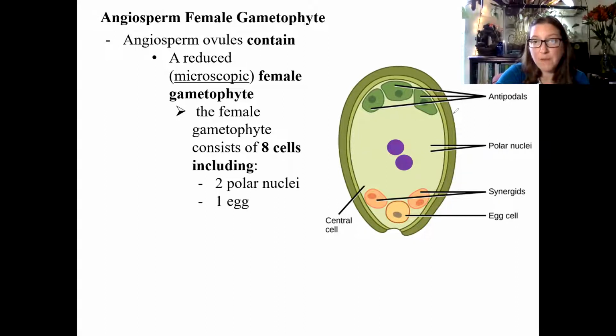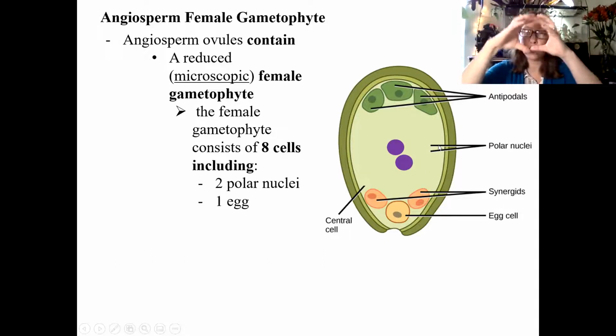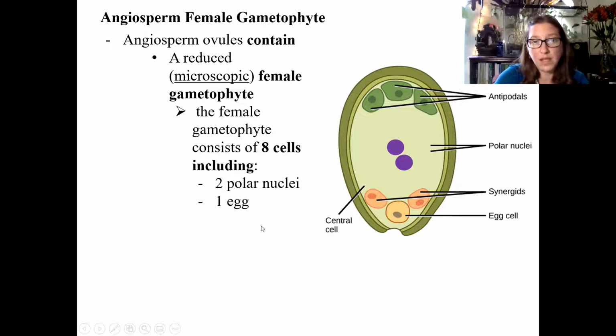So the female gametophyte plant is composed of 3 antipodal cells, 2 synergid cells, 2 polar nuclei, and 1 egg, for 8 total. 8 total. And all of those things are inside of a central cell. So that whole structure is one female gametophyte plant.